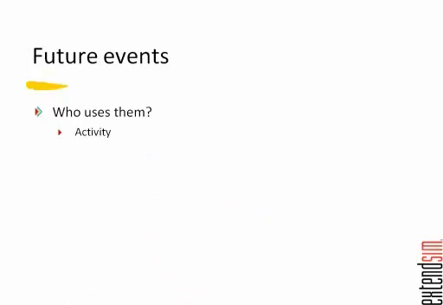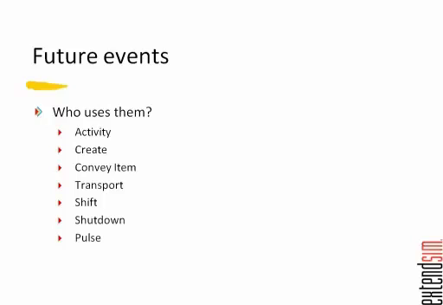So what blocks use future events? Well, the activity does, and we talked about that. The create block, the convey item block, and the convey item block actually has 2 different kinds of events. One is when it can bring an item on the conveyor, and one is when an item can leave the conveyor. So it actually has 2 different event slots in the event calendar. Transport block, of course, which is much like an activity. The shift block is scheduling when the shifts change. The shutdown schedules when a failure occurs and when the repair completes.